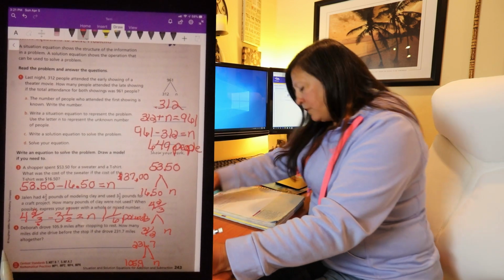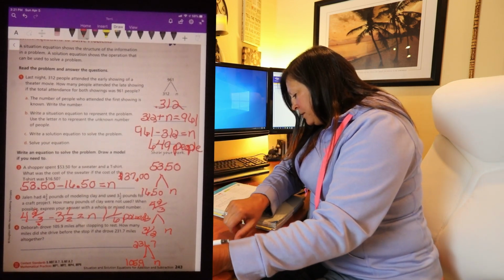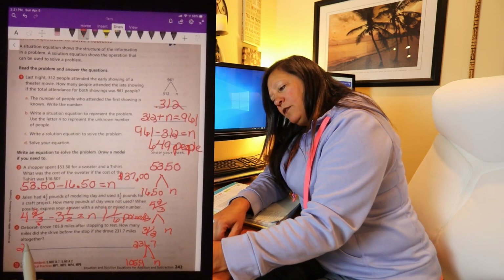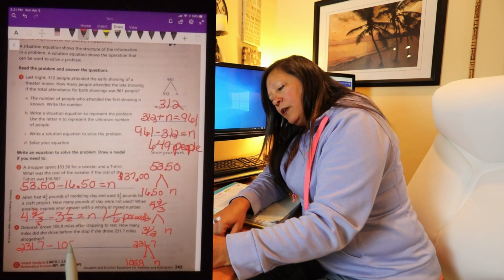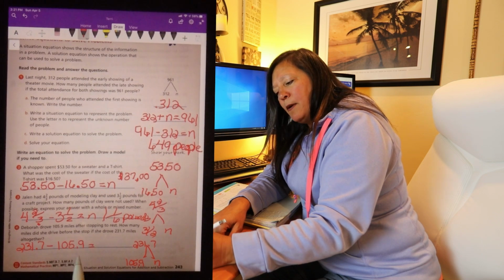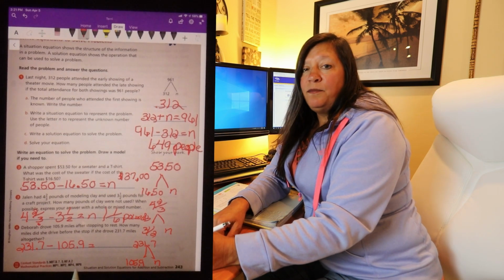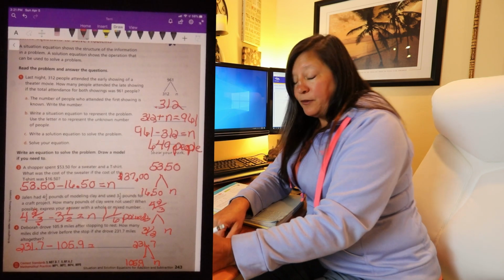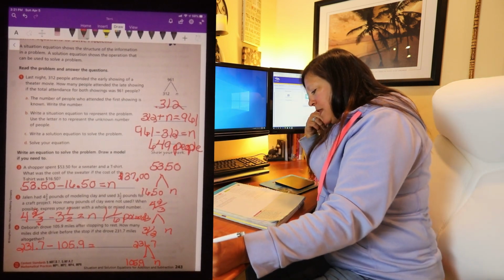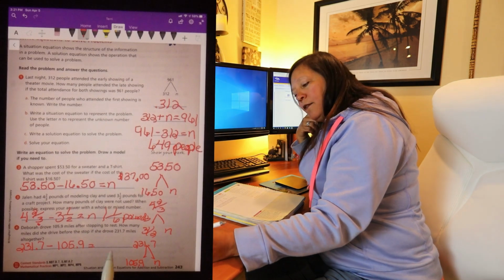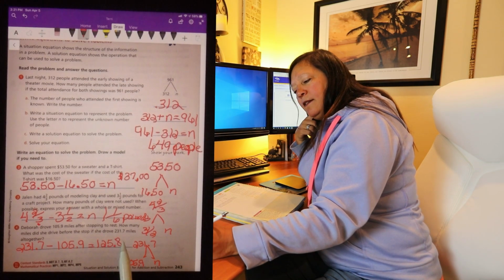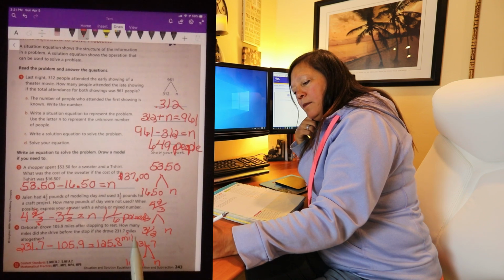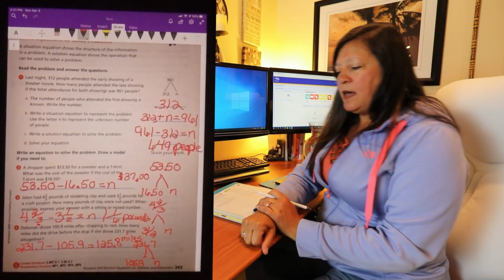Okay? So to solve this problem, you're going to take your 231.7 minus 105.9. Remember, these are subtracting decimals, so you need to line up the decimals. Okay? And then when you are finished, you should get 125.8 and your label miles. Okay?